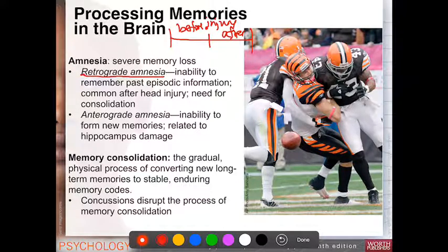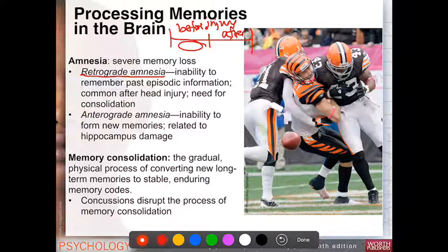So retrograde amnesia is when you forget everything before the event. So you forget who you are, you have a hard time remembering episodic memory, you maybe forget your name, you maybe forget where you live, you maybe forget where you're from.